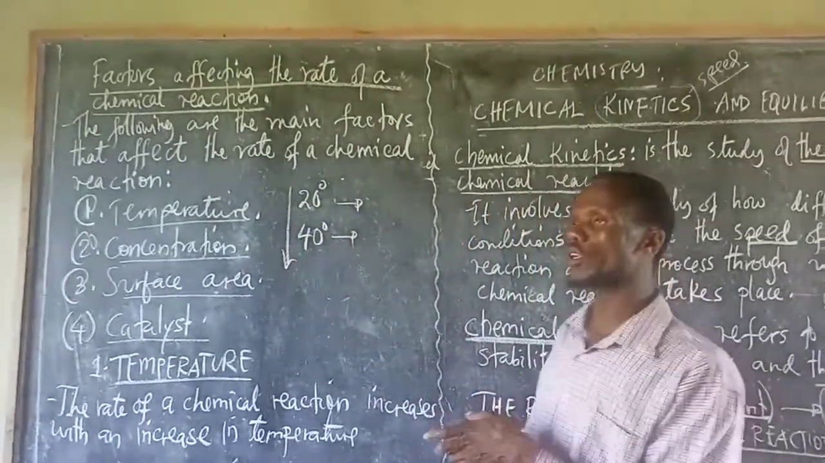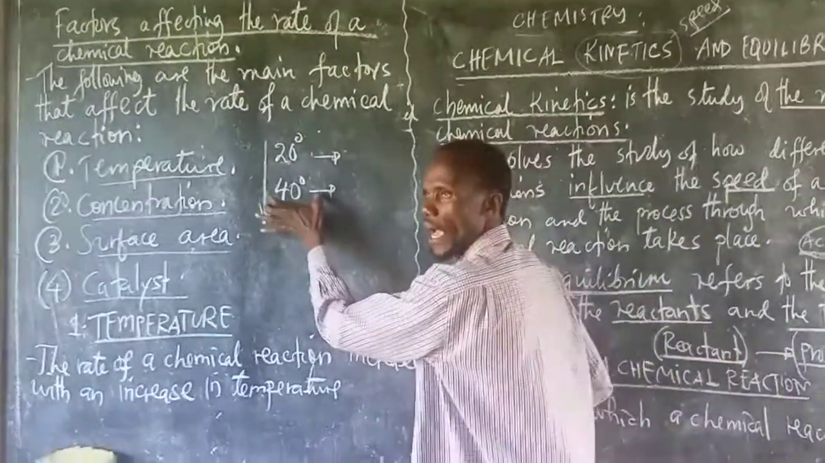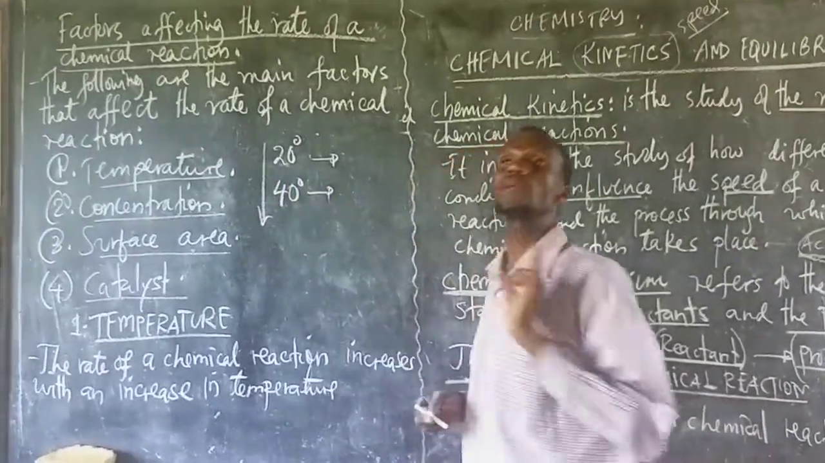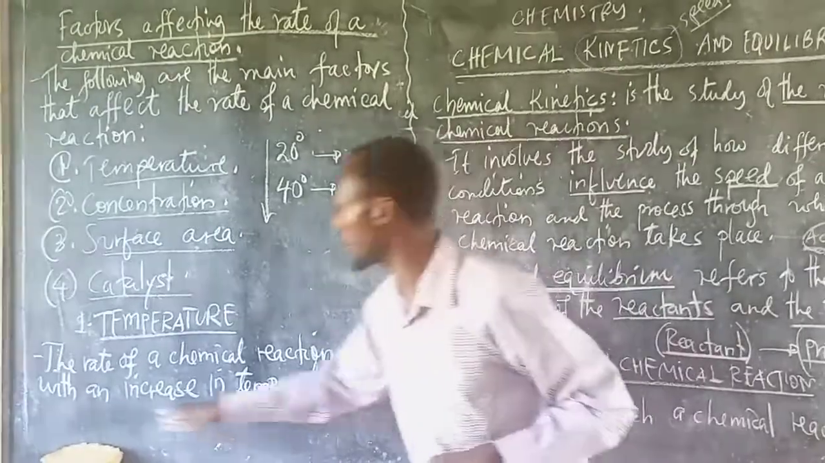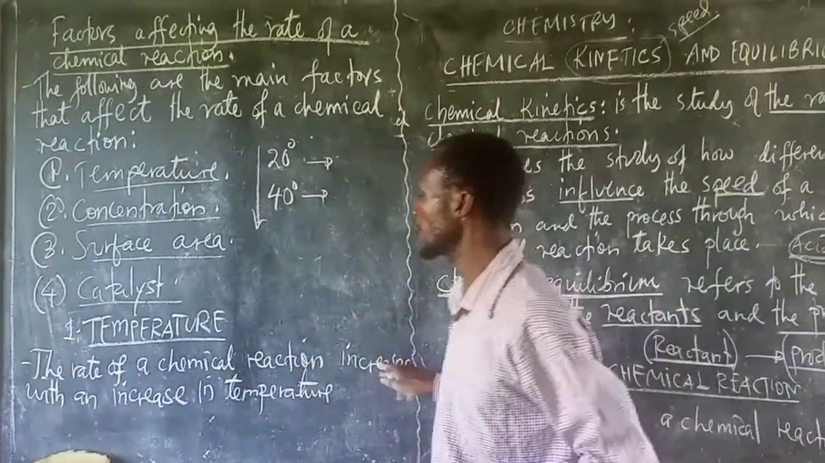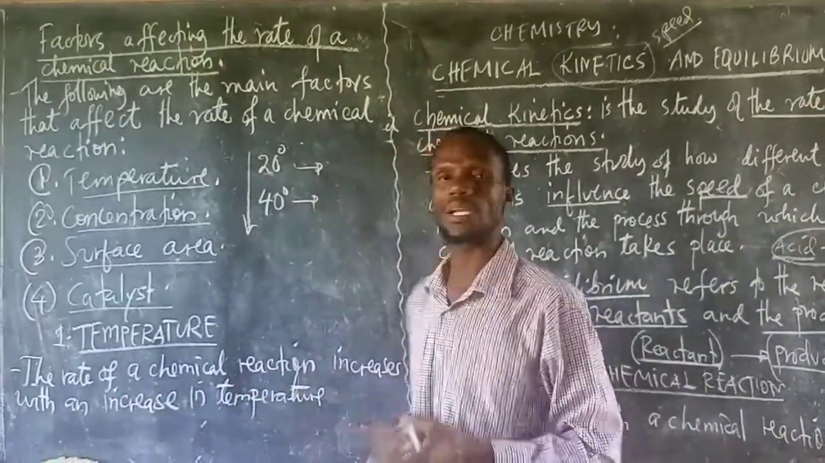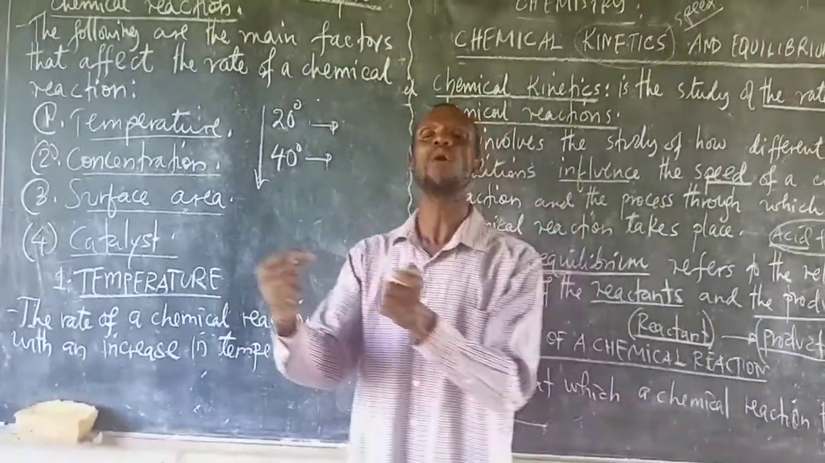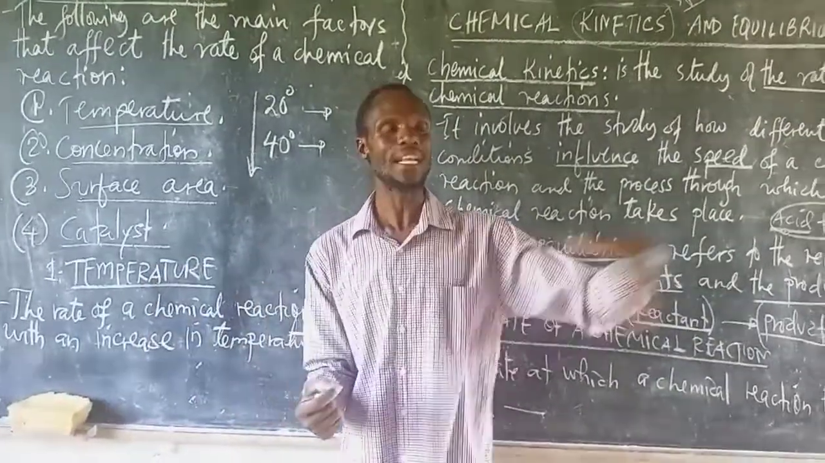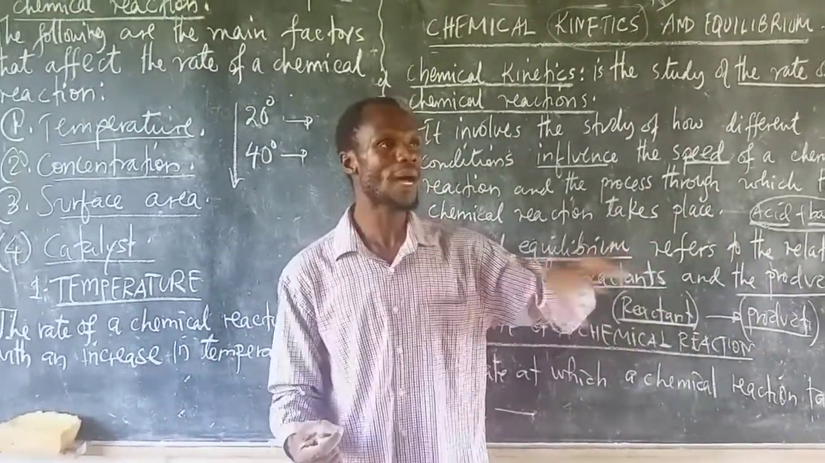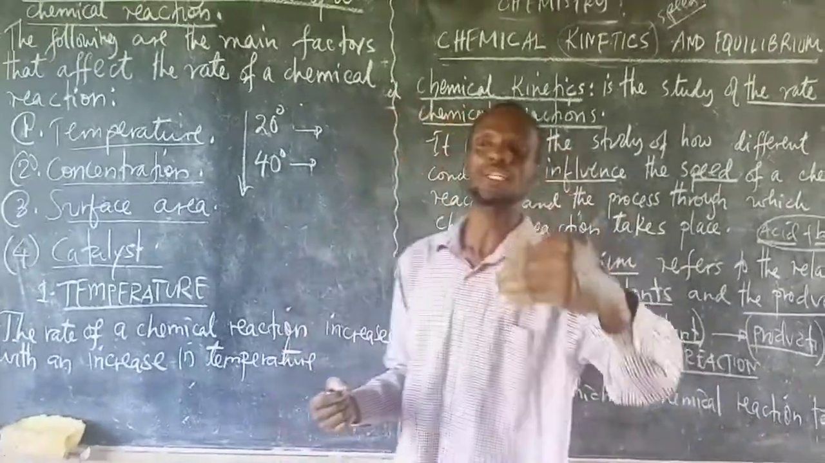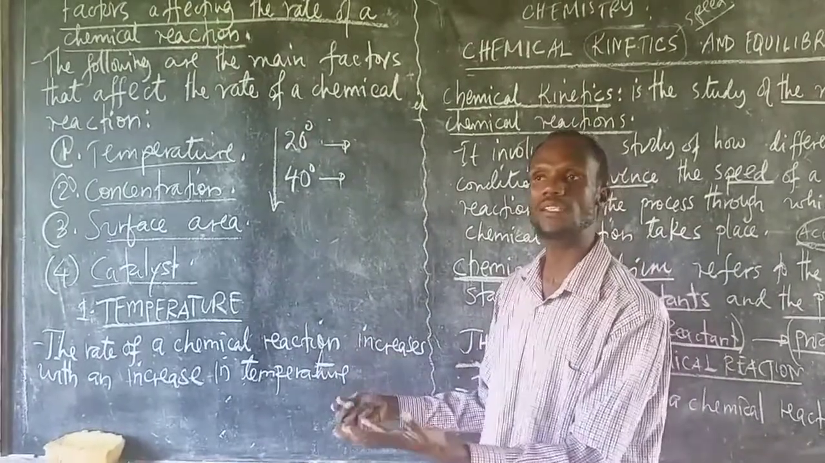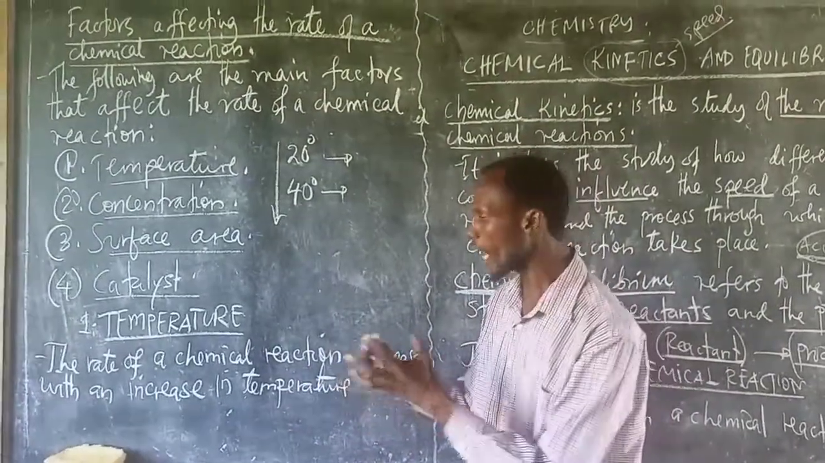Now the rate of chemical reaction is very high at high temperature. This is very important. And that is why we say the rate of a chemical reaction increases with an increase in temperature. Why is it so? The increase in temperature increases the kinetic energy of the particles. It means the vibration of the particles increases as we increase the temperature of the reaction. And that is why we always heat things to make a reaction happen in a simple way.